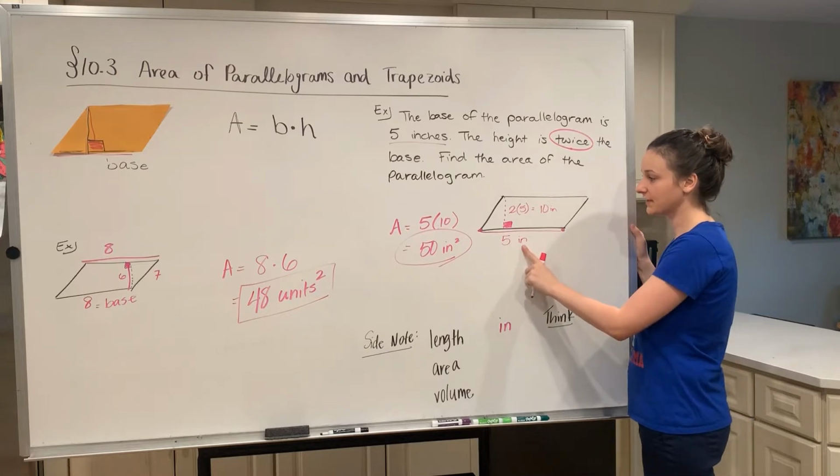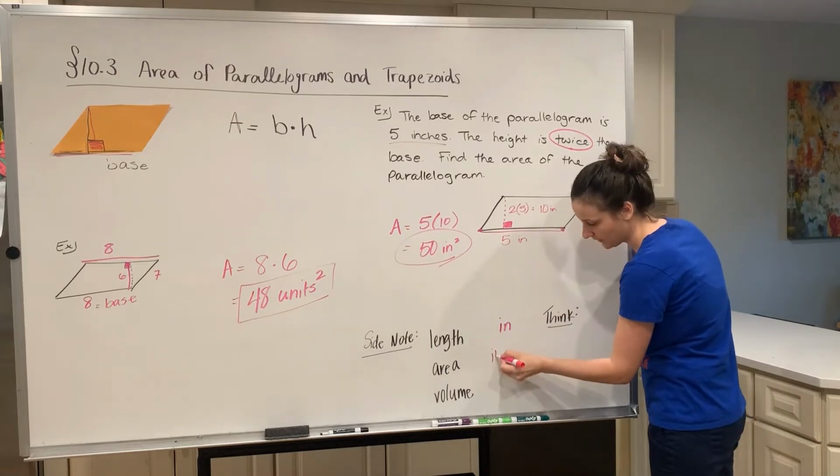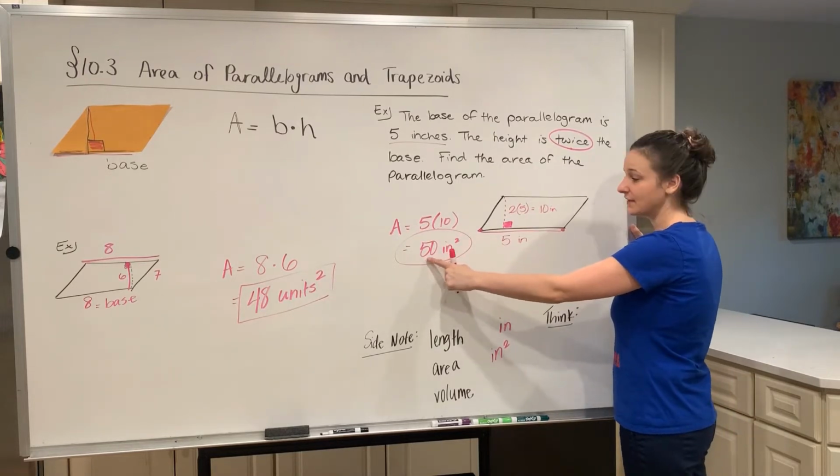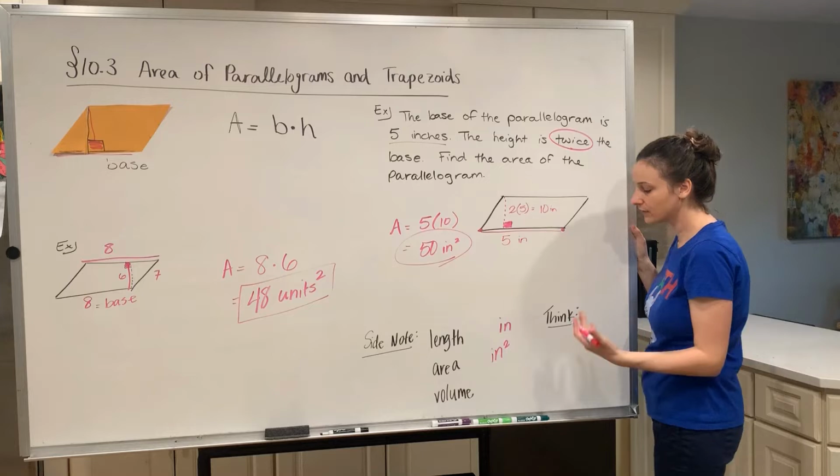So we're multiplying inches times inches, which result in inches squared, okay? So this is not 50 squared. This is 50 units squared. Only the units are squared.